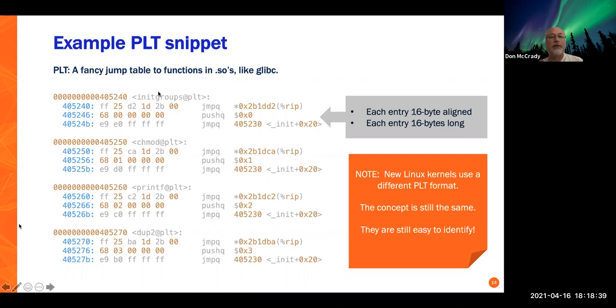There's an array of these things, and it's pretty easy to identify them too. They're always at 16-byte aligned boundaries, and they're all fairly conveniently located at the start of the executable. Before I leave this slide, I want to point out that newer Linux kernels use a different format for the PLT. You won't see this exact format, but everything I say about this PLT also applies to that PLT. They're all 16-byte aligned. They're all at the beginning of the program. They're all really easy to identify.